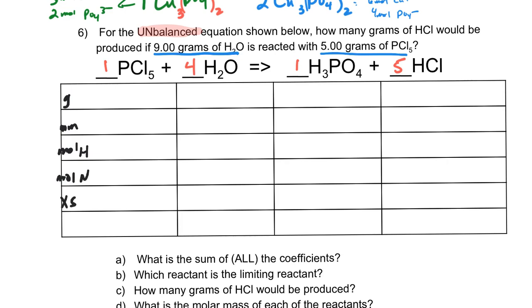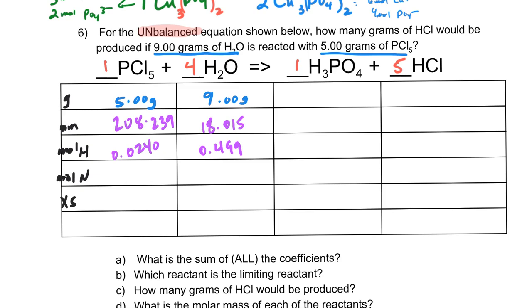Okay, and so here are the numbers that they give us. We've got 9.00 grams of H2O, and then 5.00 grams of PCl5. So the first thing you've got to do is convert the gram units into moles, and in order to do that, you need to get the molar mass of each of these compounds. You want to be as accurate as possible, and here's the information that you're going to need. So go from grams to moles first, and this is what you should get.